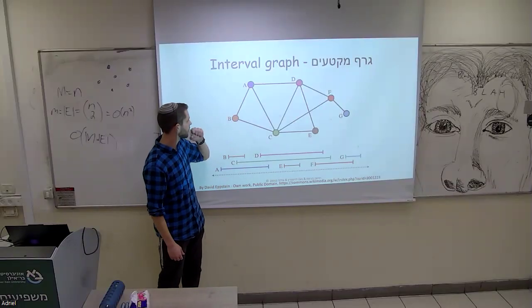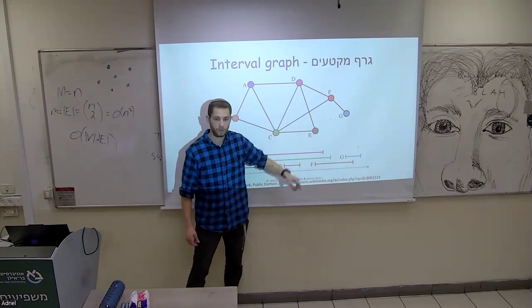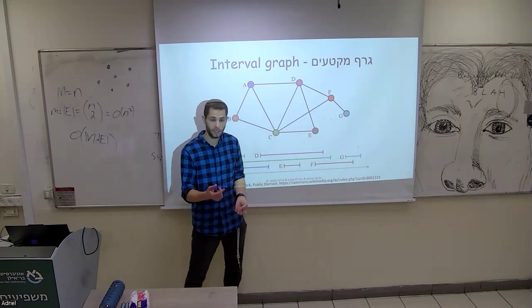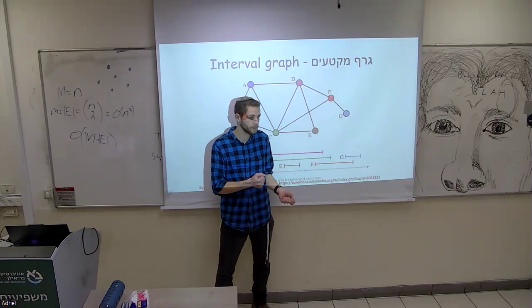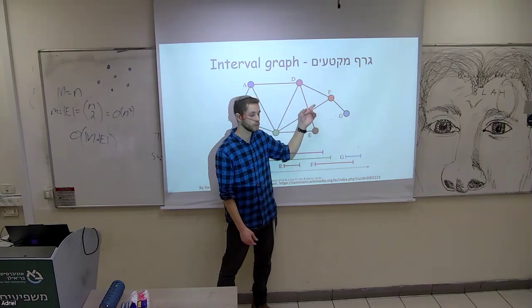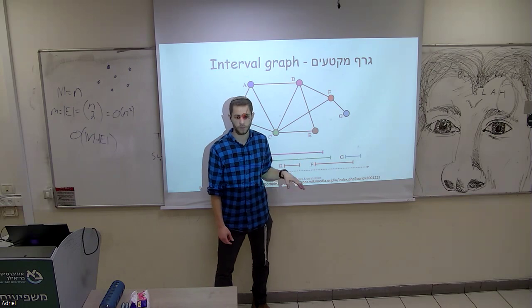If I want to check, let's say, for G, who intersects G, I just check its neighbors, right? Which is just F. So I know that just F is intersecting with G. Okay?